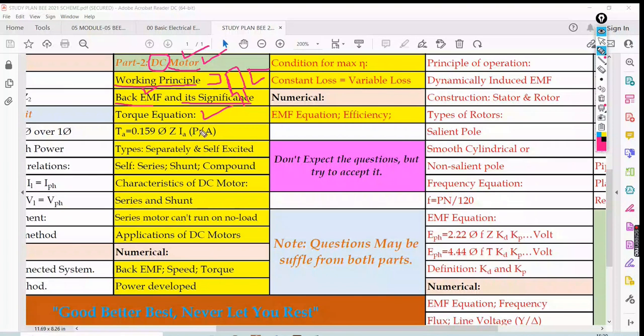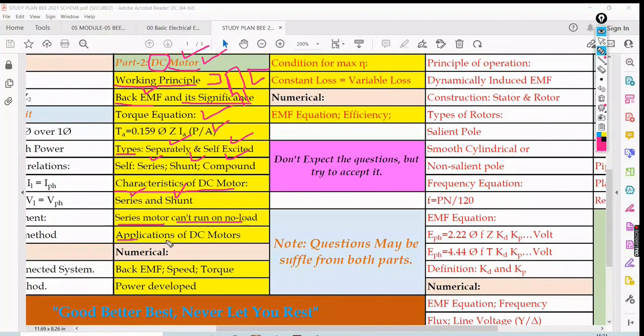P is the number of poles, A is the number of parallel paths. Types of motors are also there, separately excited and self-excited. With respect to self-excited, there are series, shunt, and compound. Then the characteristics of the DC motor with respect to series and shunt, you can go through the notes. Then the series motor cannot be run on no load. Why? It will run at a very dangerous speed.